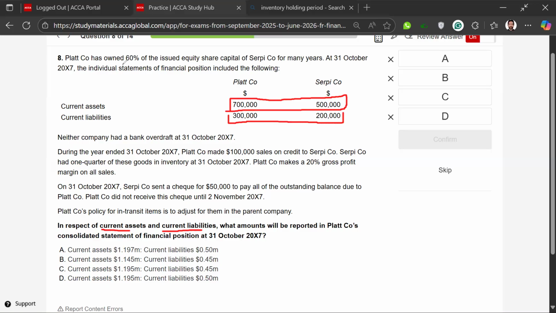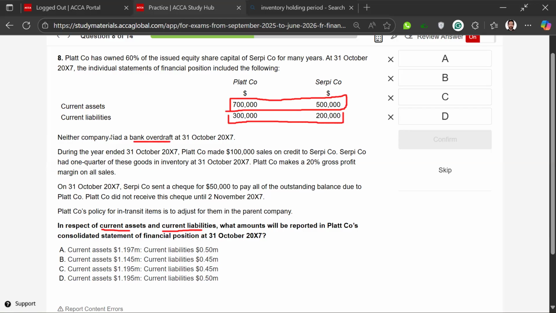Platco has owned 60% of the issued equity share capital of Serpico for many years. At 31st of October 2007, the individual statements of financial position include the following. Neither company had a bank overdraft at 31st of October 2007. So it shows that both companies have a good cash position, and neither company is keeping up a bank overdraft. Okay, this is important to read.